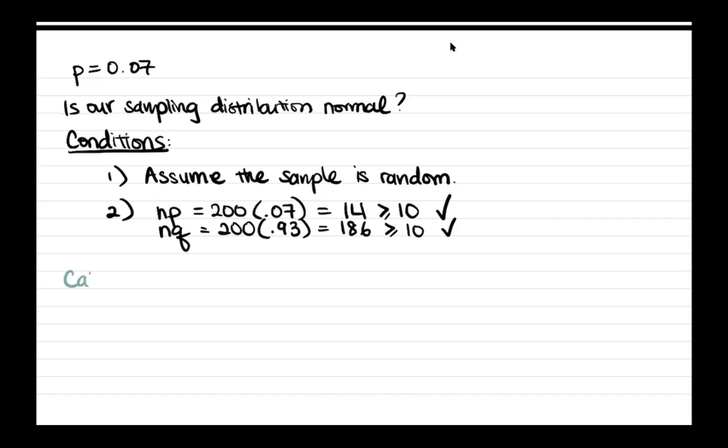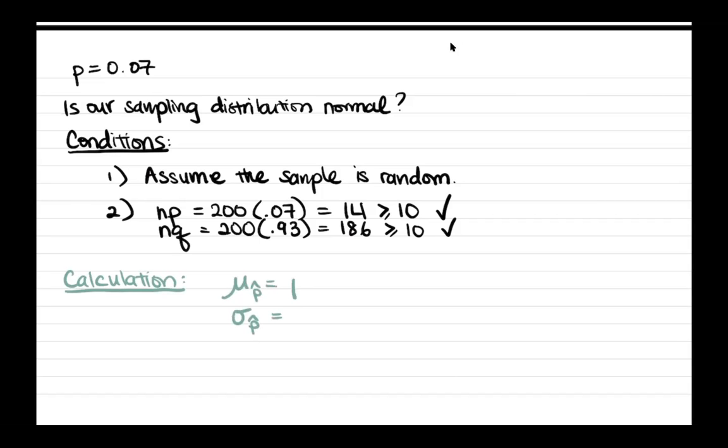Let me go to a different color here. So now that we can actually use a normal distribution, we can do some calculations to estimate what percent of these people would get hepatitis, or what probability we have of getting this sample or less. For our calculation, first we need to get the mean and the standard deviation.